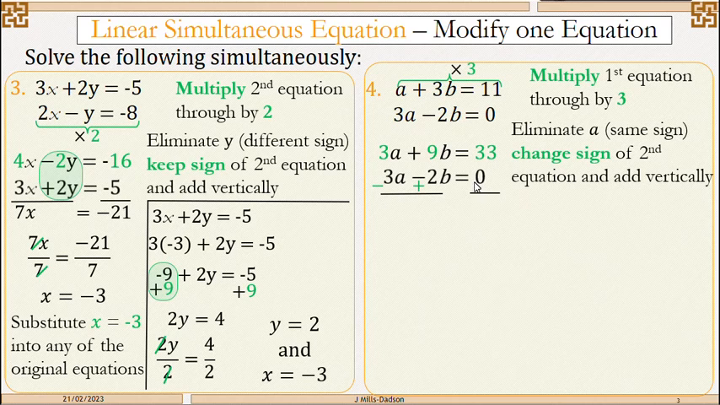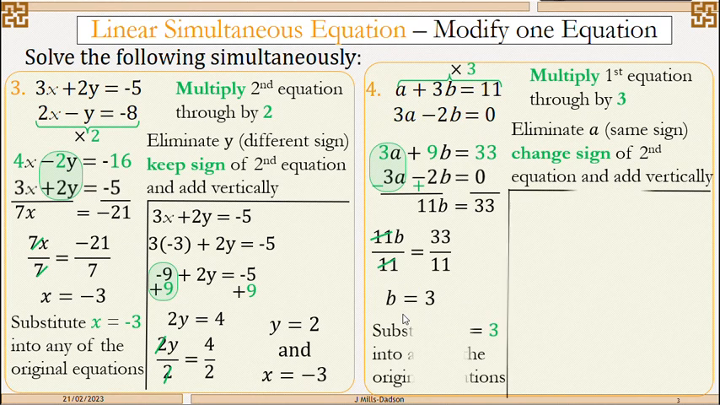Now here, you can choose not to put any sign because 0 is a neutral value, so it doesn't really matter whether plus or minus. So 3a minus 3a is 0, 9b plus 2b, that is 11b, and 33 minus 0 is 33. So divide through by 11, b will be equal to 3.